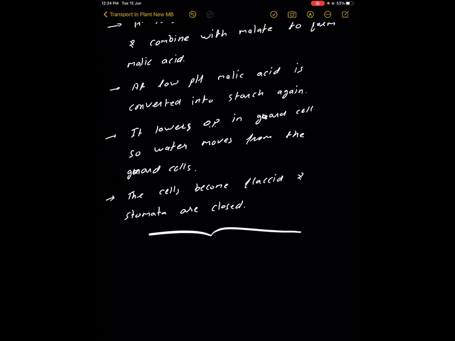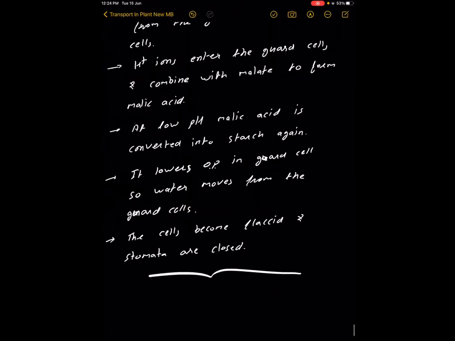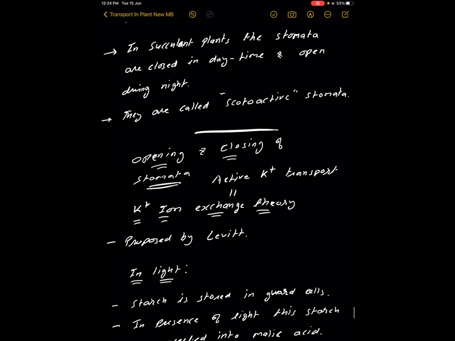Can you repeat? Potassium ion exchange theory. I wrote here active potassium ion transport. So it is called potassium ion exchange theory or active potassium ion transport theory. Maybe they ask like this, active potassium ion transport. It is the same. Potassium ion exchange theory explains opening and closing of stomata.